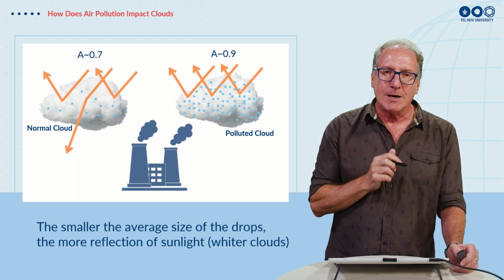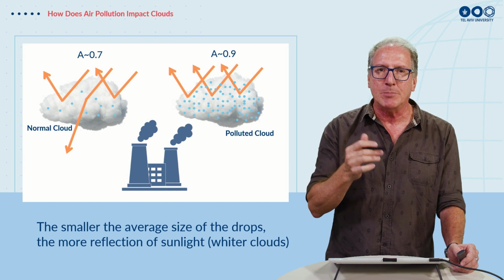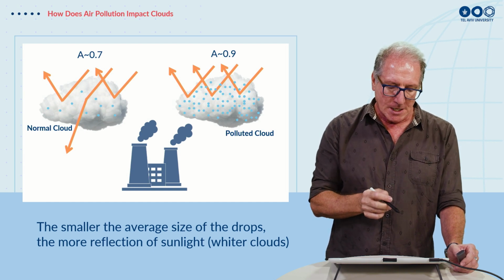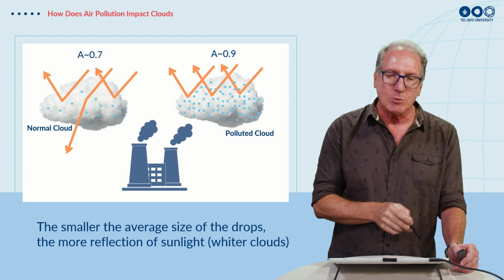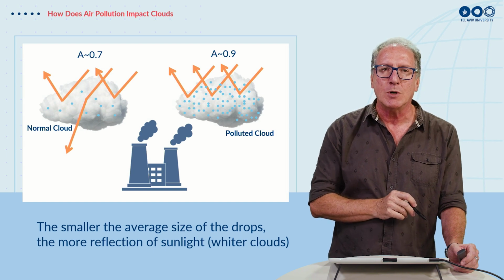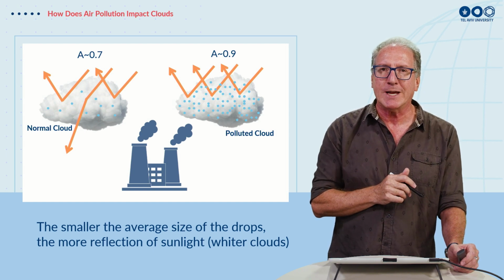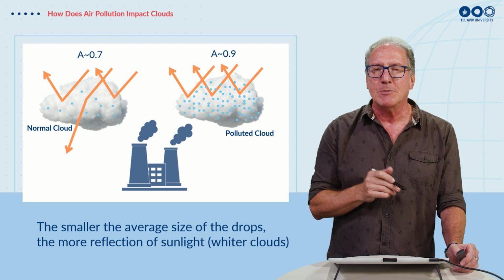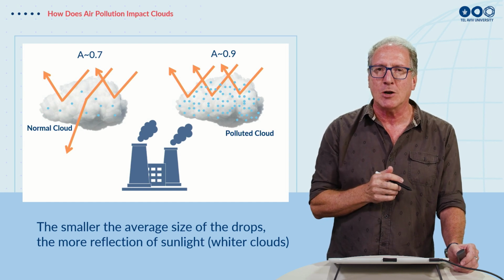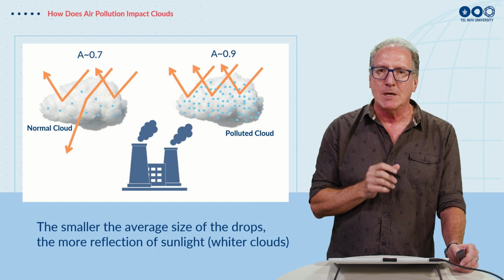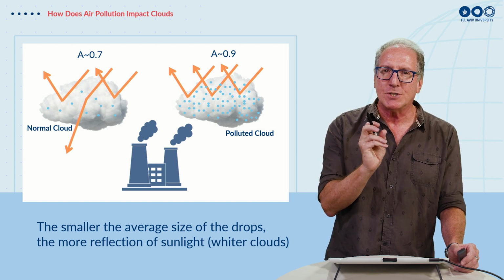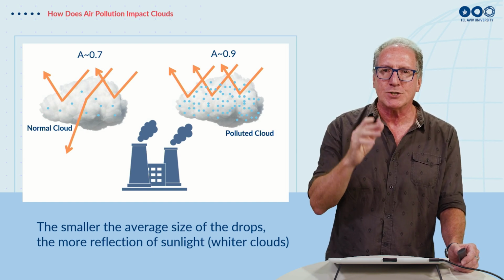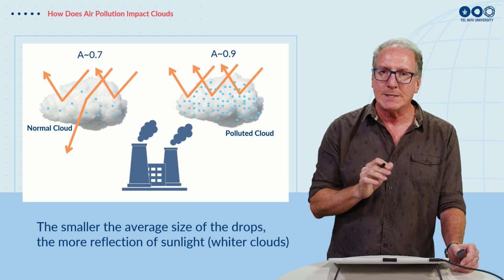Again, we can see here a normal cloud, which has maybe an albedo of 70%. Some of the sunlight will travel through the cloud and go through. 70% is reflected. In a polluted environment, maybe 90% will get reflected and a lot less will go through the clouds. So the smaller the average size of the droplets, the more reflection of the sunlight and the whiter the clouds.